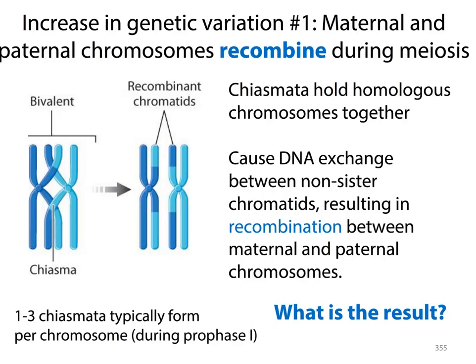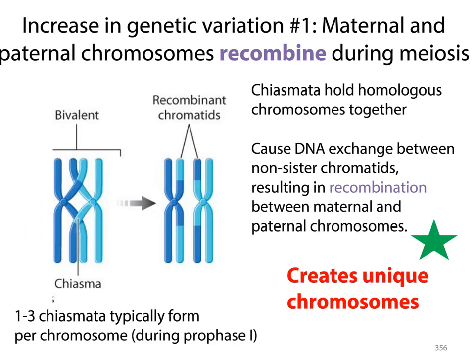That's good. This is the first way that you get this variation: having maternal and paternal chromosomes recombine during meiosis. As I said, it creates unique chromosomes. This gives you unique combinations potentially of different alleles of genes, and ultimately that's a good thing from an evolutionary perspective. Write this down.